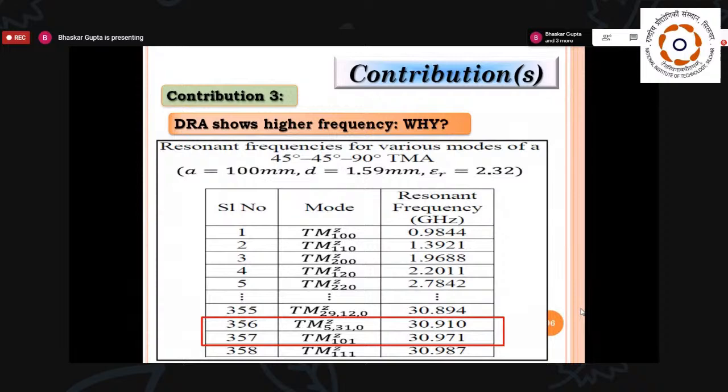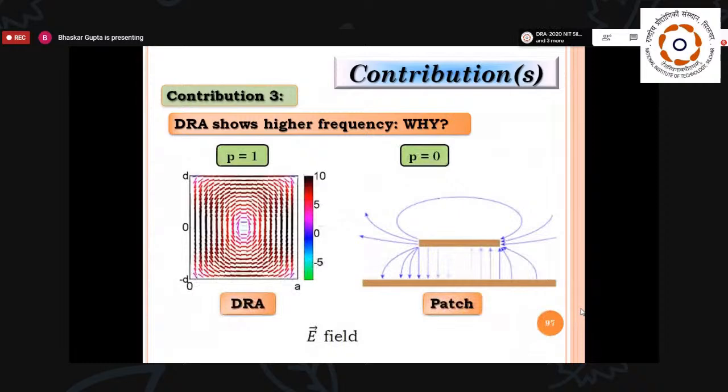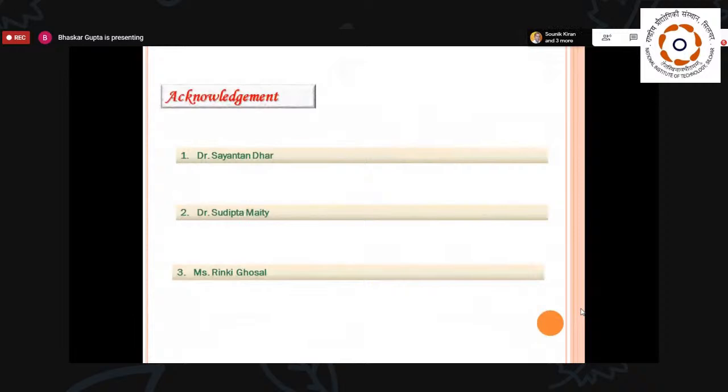For the patch, keeping P equal to 0, only the 356 mode is resulting in 30 gigahertz at a particular case, resonant frequency. The next one, which is almost indistinguishable, is coming for P equal to 1. Now, do you ever go for excitation of so many modes? No. But for the DRA, we excite with P equal to 1, and that's why we first get those higher order modes. So that's it. I tried to be very brief.